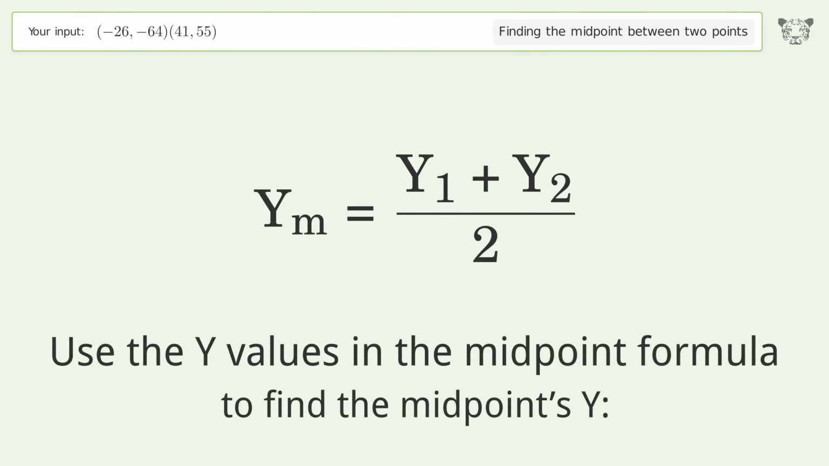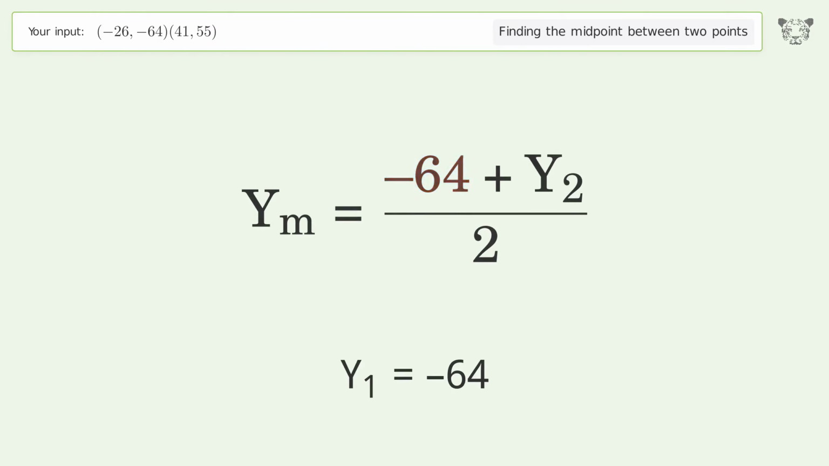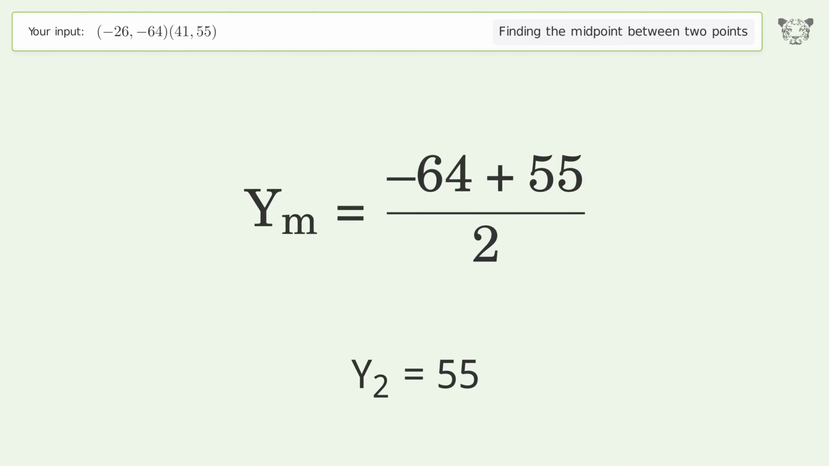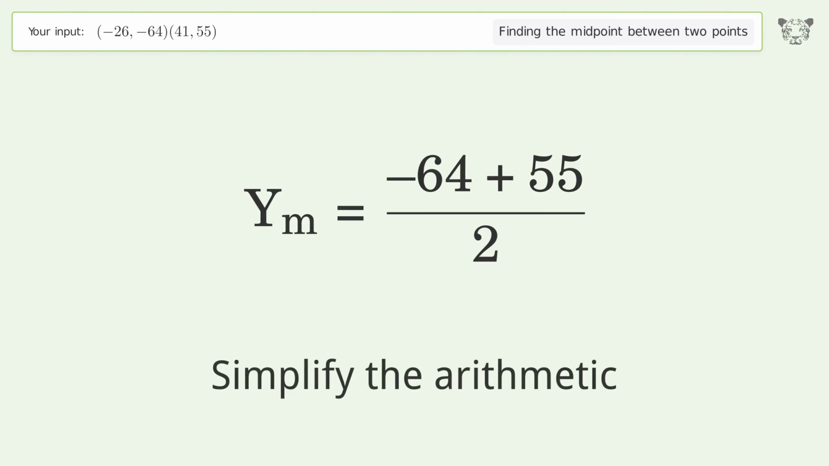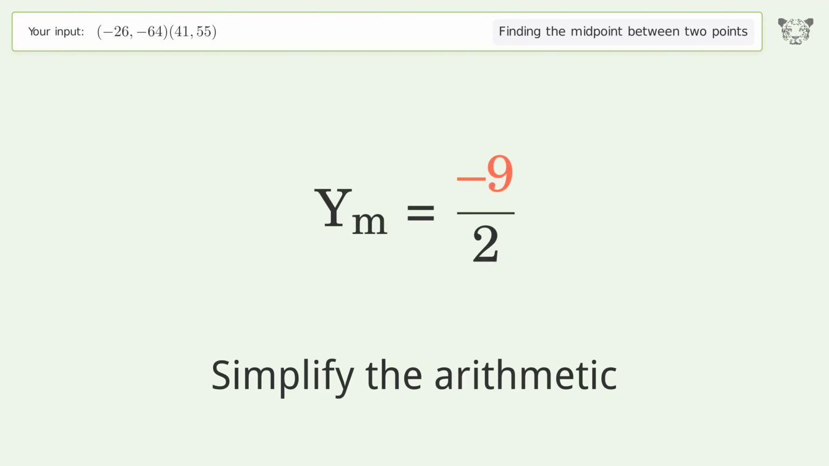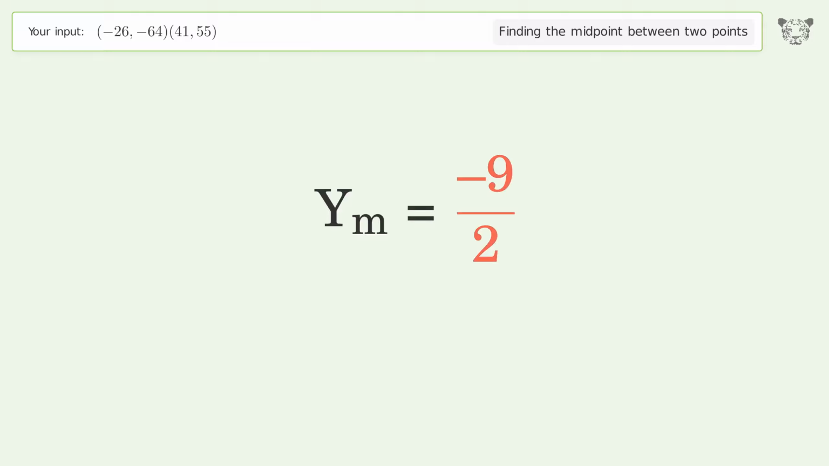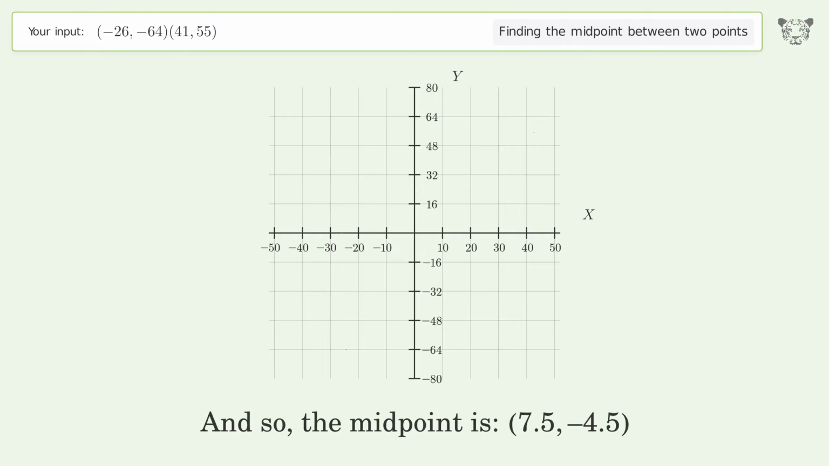Use the y values in the midpoint formula to find the midpoint's y. y1 equals -64. y2 equals 55. Simplify the arithmetic. And so, the midpoint is (7.5, -4.5).